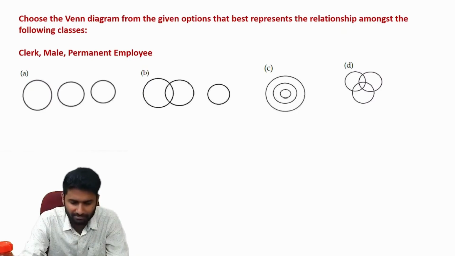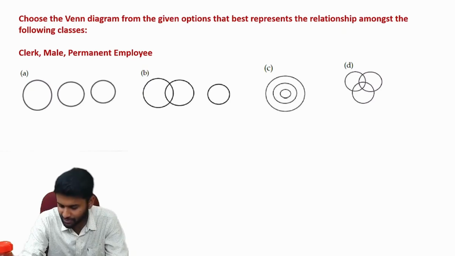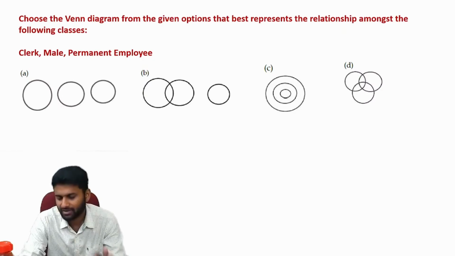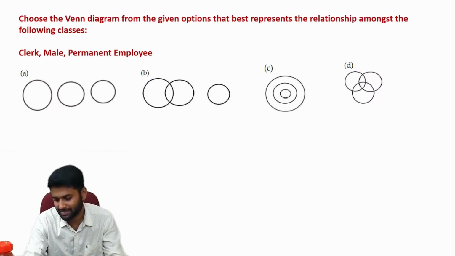Shaker, for reasoning, there are no formulas here. It's all about the way you understand that question. That's why we call it analytical ability. You should analyze that information.